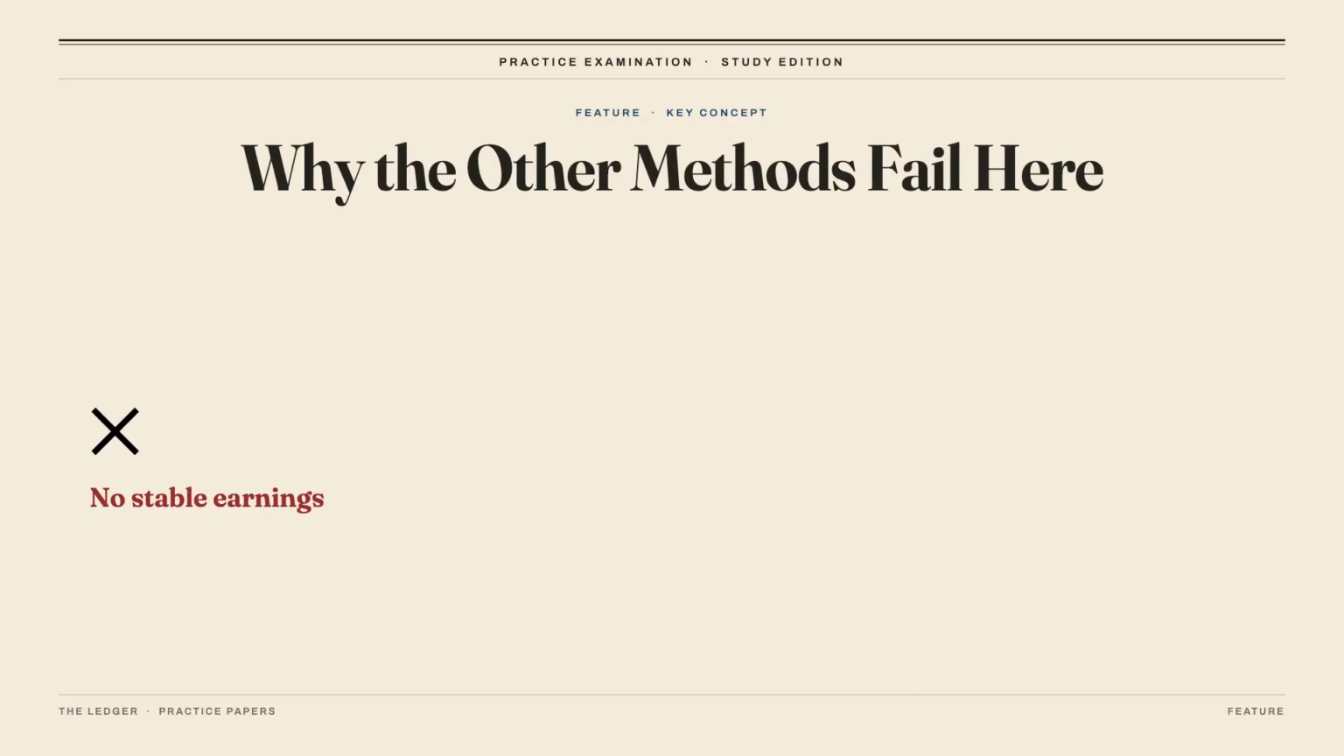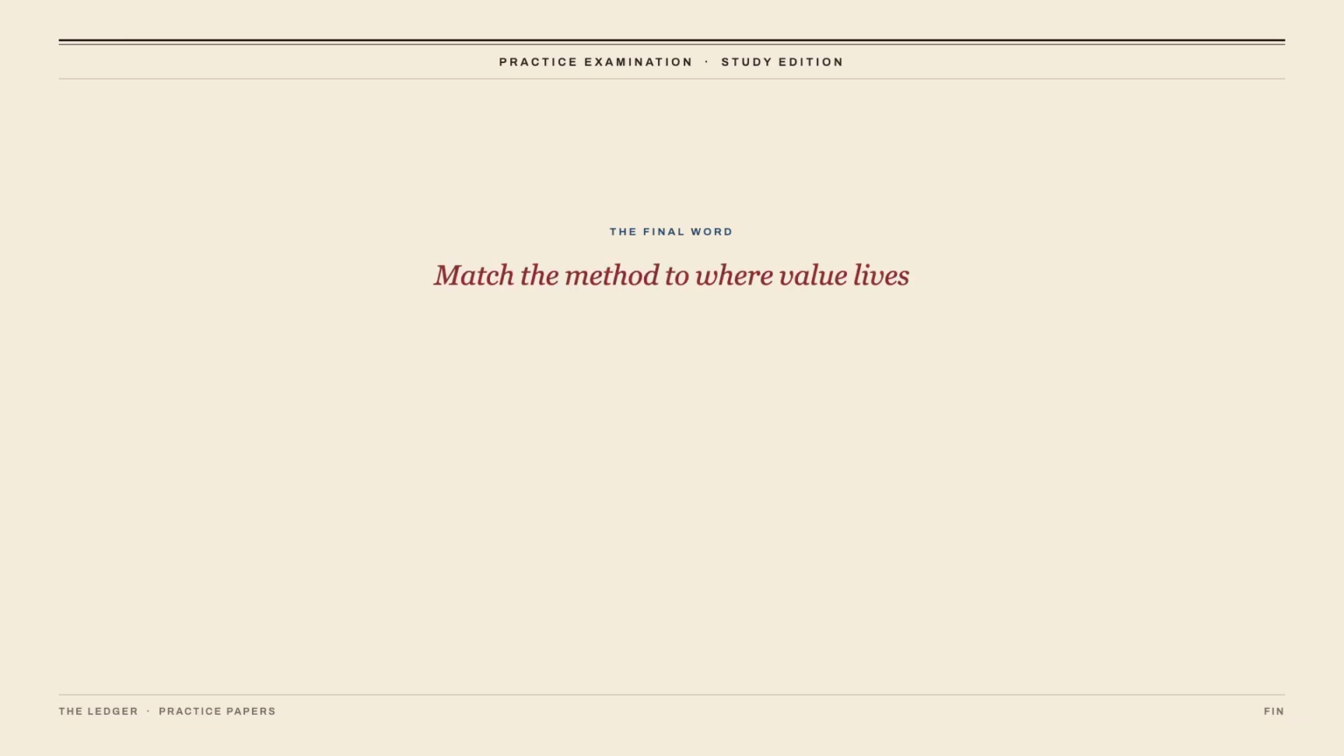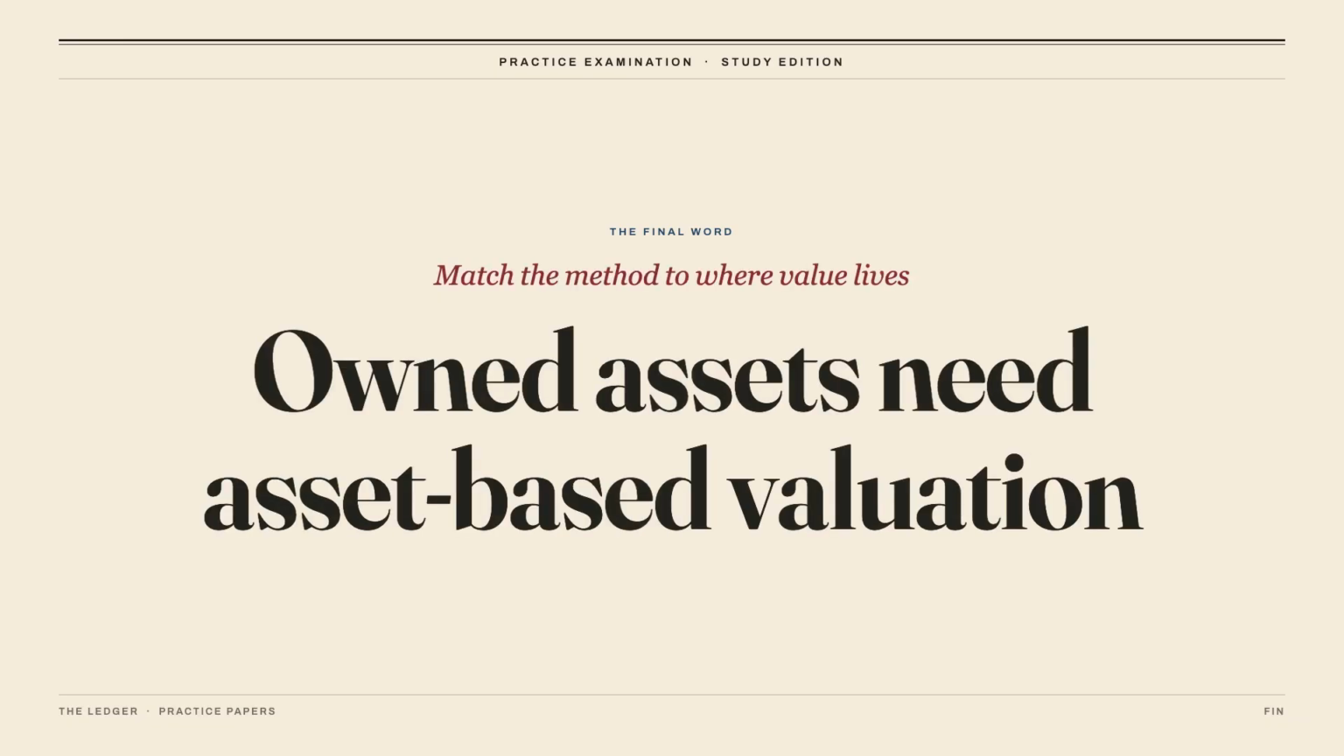An earnings multiple needs stable earnings and comparable peers. A cash flow model needs a projectable stream of operating cash. A revenue multiple needs revenue. This company has none of those. It only owns land, so asset-based valuation fits. A service firm's worth lives in intangibles and earnings, so this method would understate it. But for the landholder, value lives in tangible property, and asset-based valuation captures it exactly. Recognizing where value truly resides is the real skill.